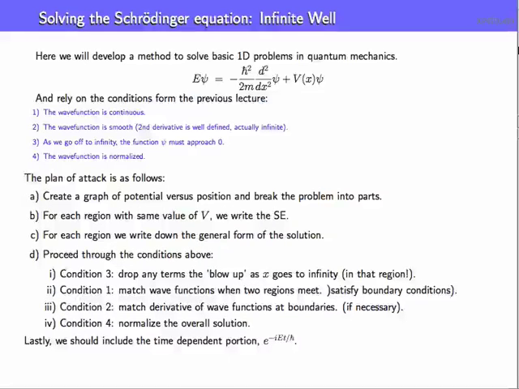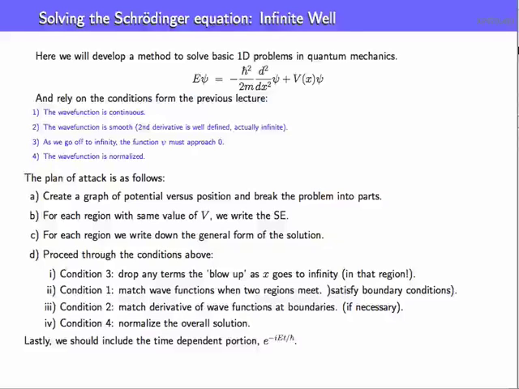And then we proceed through the conditions above, and we're not going to go in order of them because it's not advantageous, but we first employ condition 3, that any terms that blow up as you go off to plus or minus infinity, we drop. That's what condition 3 imposes. Condition 1 says we match wave functions when two regions meet. We call that satisfying boundary conditions, and that's where the real interesting part lies.